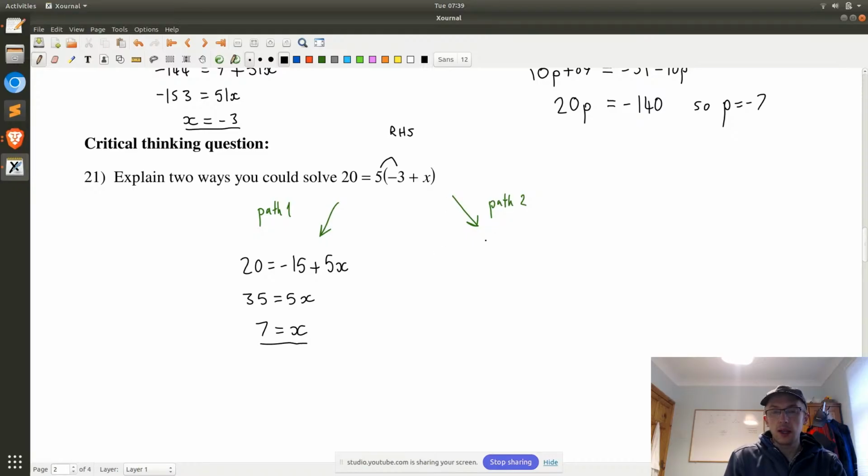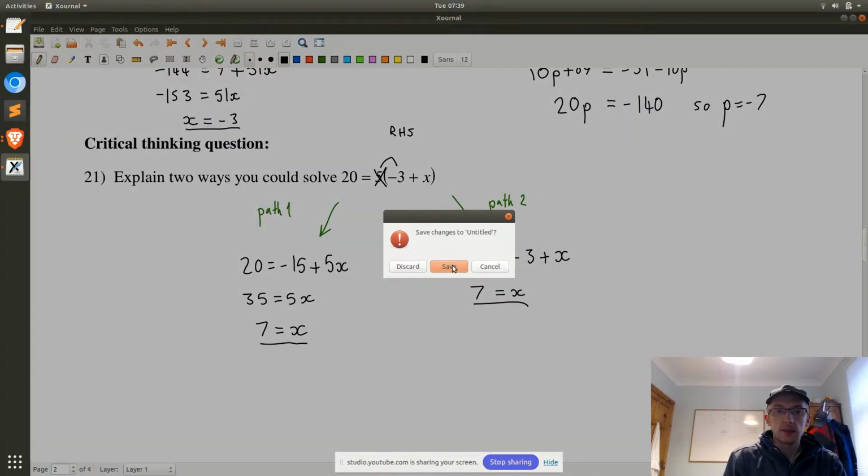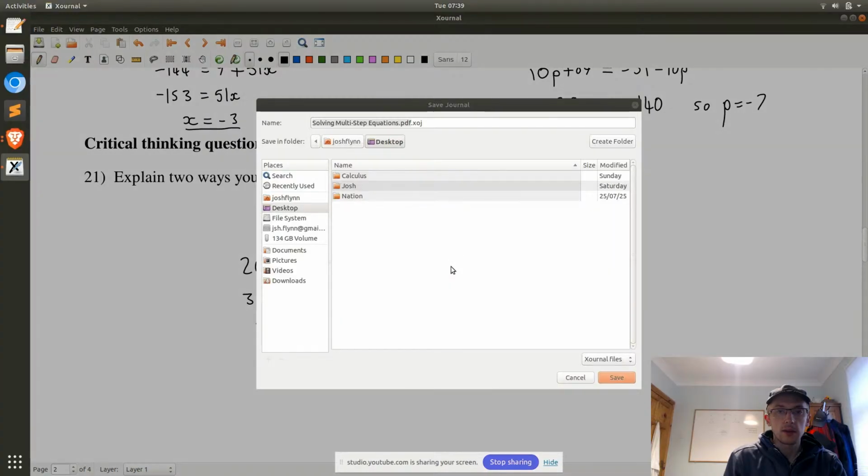Path 2 is divide both sides by 5. So 20 divided by 5 is 4. And then that leaves us with -3 add x on the right. Add 3 to both sides now, and 7 equals x. And great, we're done. Okay, that lot has been handled, solving multi-step equations.